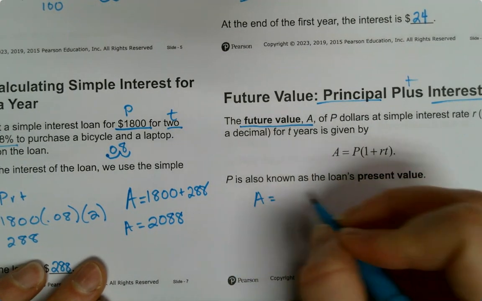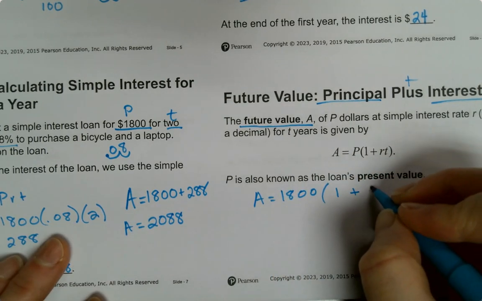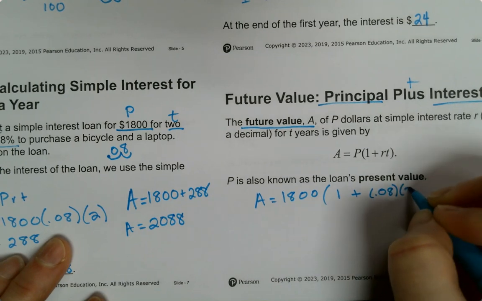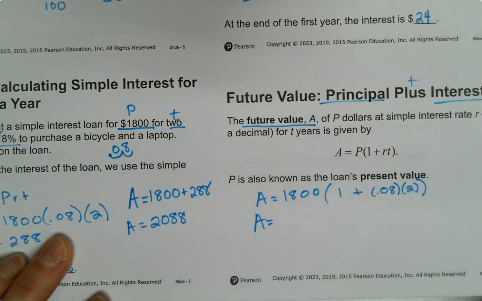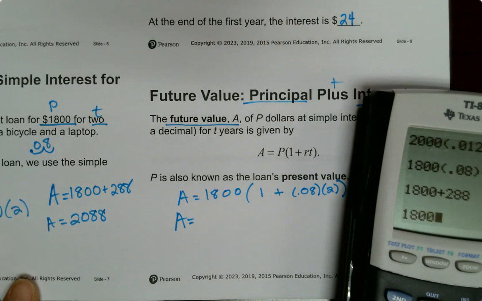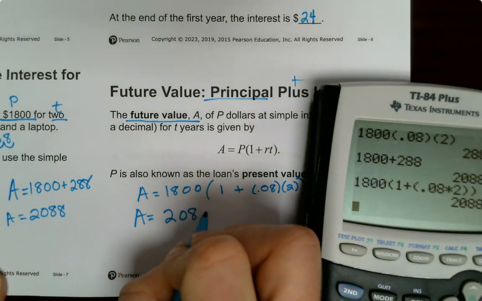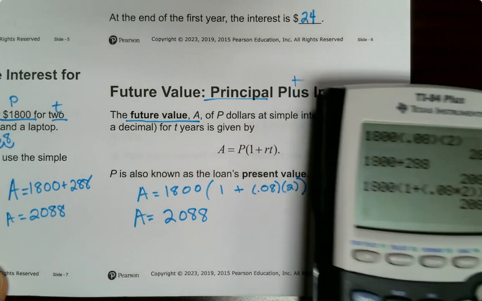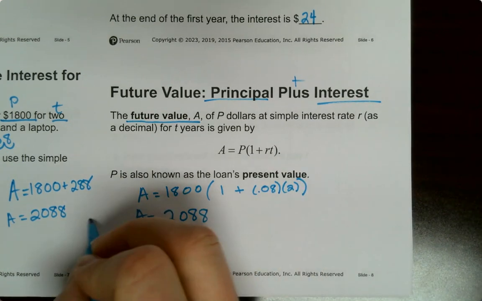So if I use the formula, I'm going to plug in P times 1 plus the rate, 0.08, times 2. We can put it straight into the calculator. I still need to close out my parentheses, so be careful with that. So yeah, it's the same thing. So you could do it either way. You can add them together after you find interest, or just use this formula. They are the same.